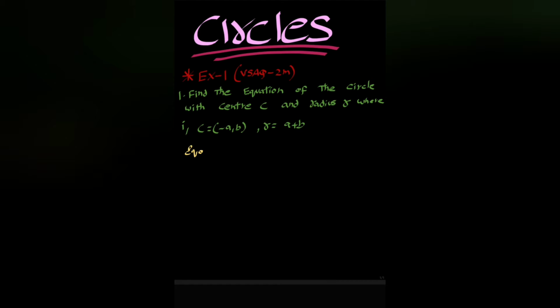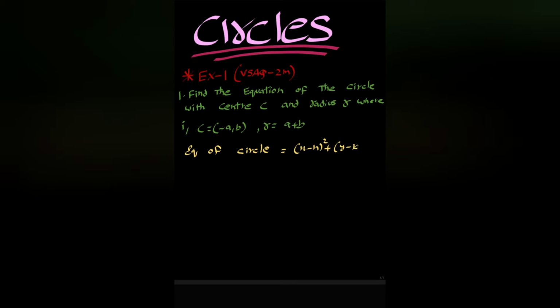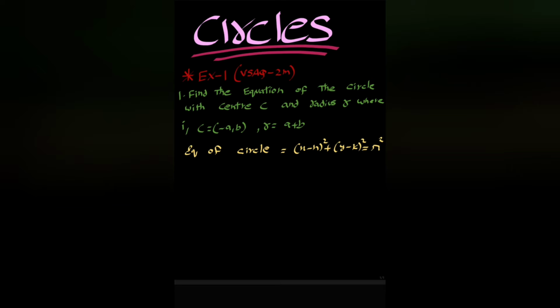The equation of circle is x minus h whole square plus y minus k whole square equal to r square. So this is the formula we have to use. In case c equal to 0, 0, then we have to use x square plus y square equal to r square.